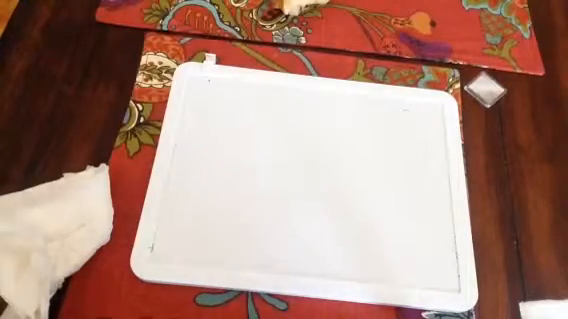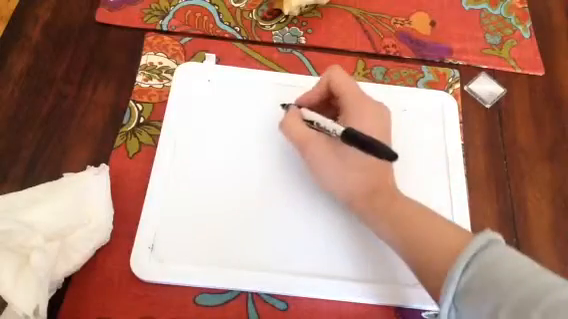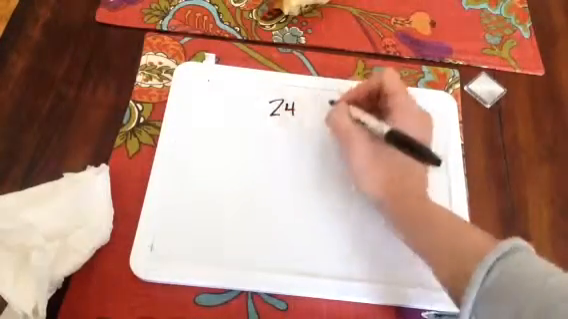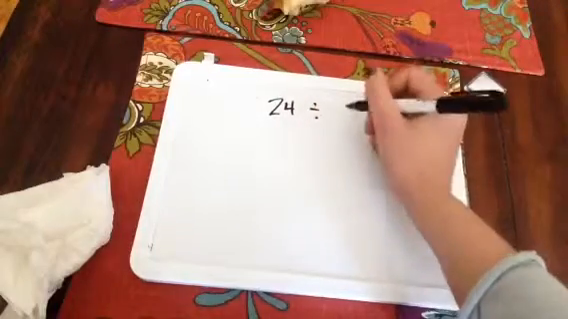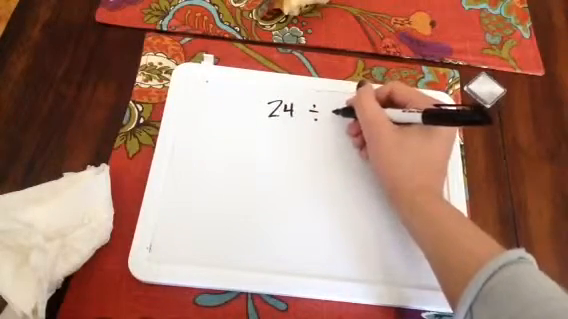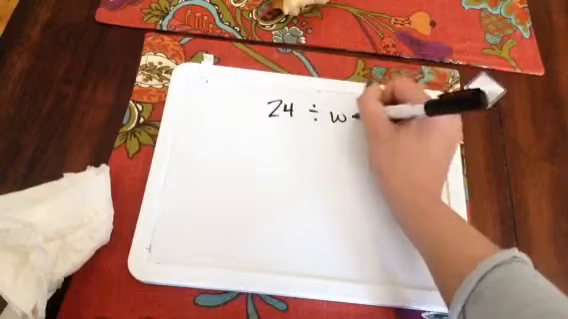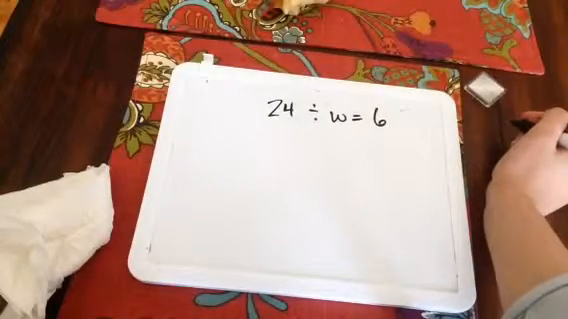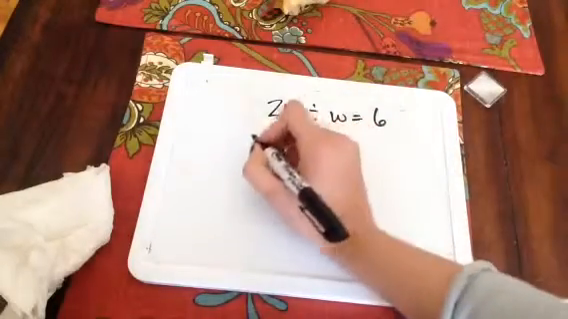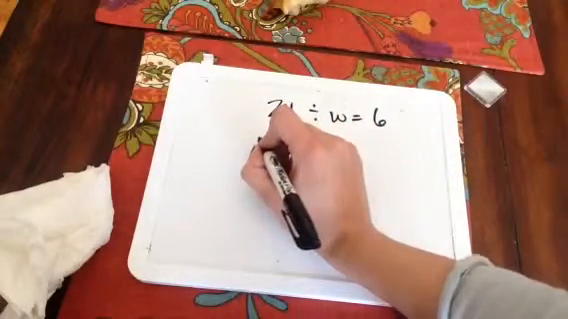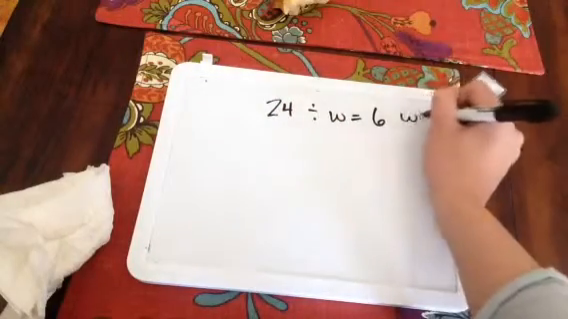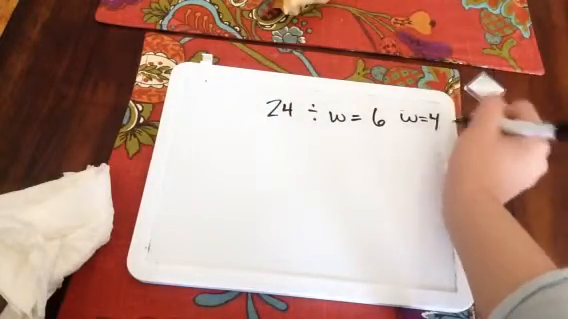Okay, but it doesn't always have to look super proper. Okay, so normally you'd have total divided by W equals 6. Okay, but you could also say, let's make the W, and solving for W would be 4, right?